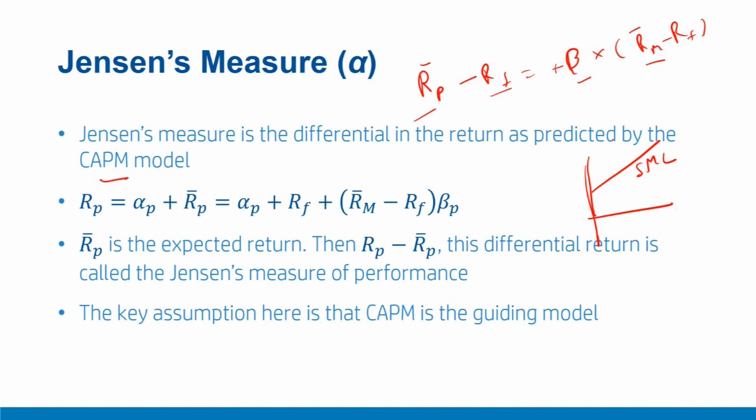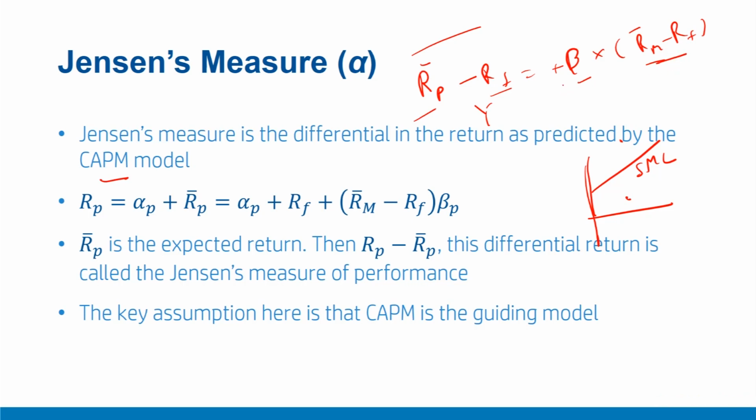However, if a security is above or below, which indicates over or underperformance as per the Jensen's measure, how do we measure it? We run this kind of regression model where RP bar minus RF is our dependent variable Y, RM bar minus RF is our independent variable.